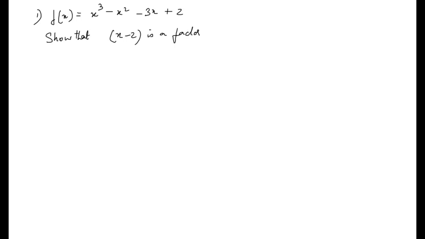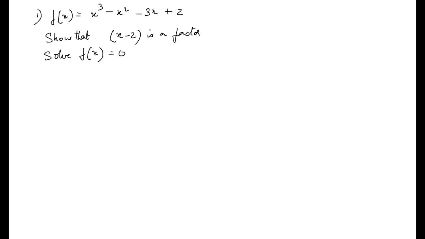The first one, f of x is given as x cubed minus x squared minus 3x plus 2. And the question is, show that x minus 2 is a factor. And then the second part is solve f of x equal to 0.